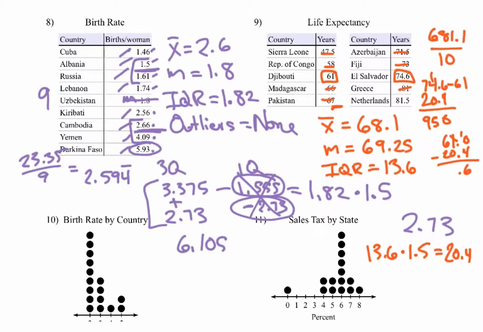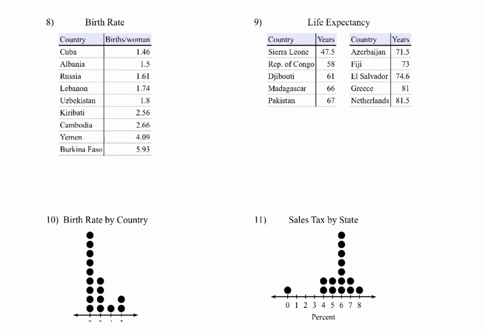That's 0.6, that's 0, that's 40. Anything below 40.6? Nope. So no outlier here. All right? Simple as that. All right. Now let's take a look.